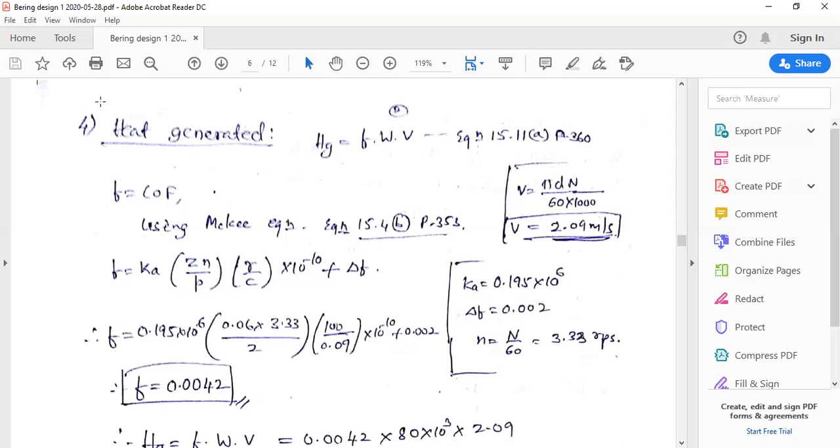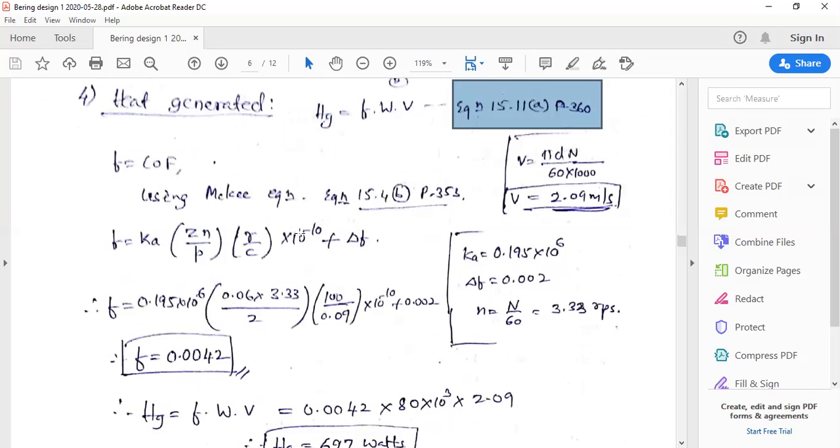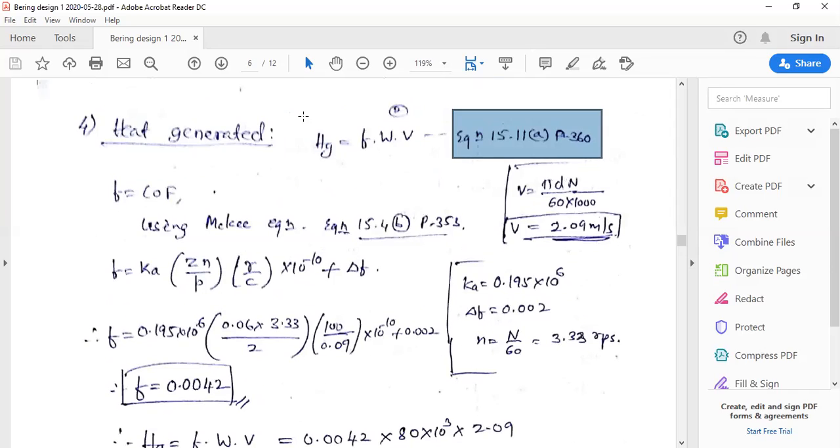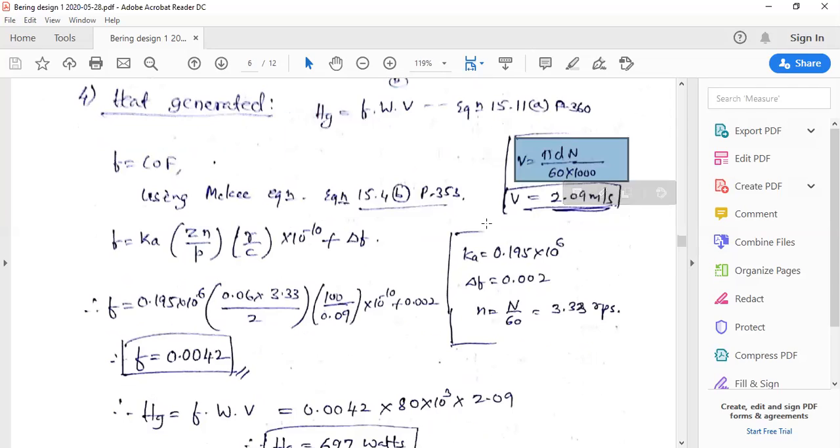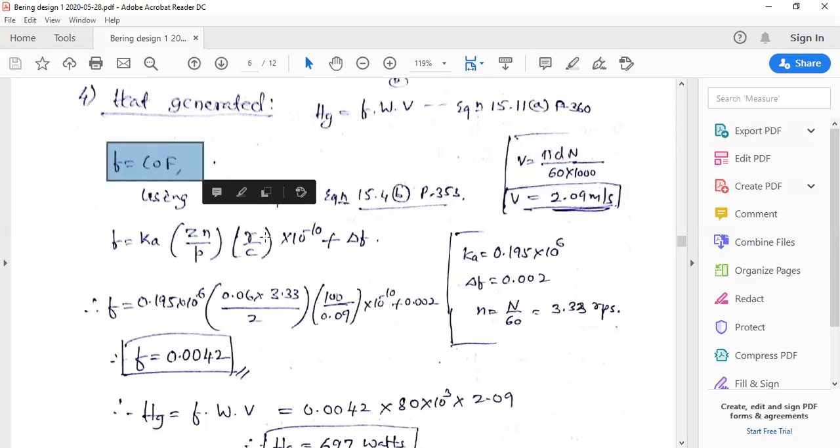Next, in the fourth step, we have to go for the calculation of heat generated. Heat generated is given by Fw into V, equation 15.11a on page 360. The velocity is given by pi d n by 60 into 1000. Using the velocity value, that is 2.09, one more important parameter we have to calculate is the coefficient of friction, f.